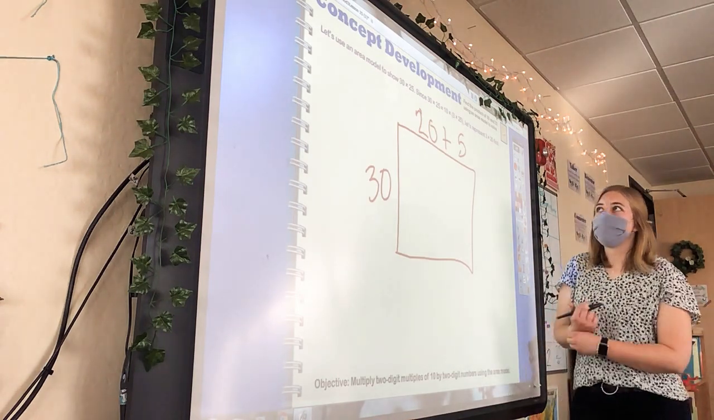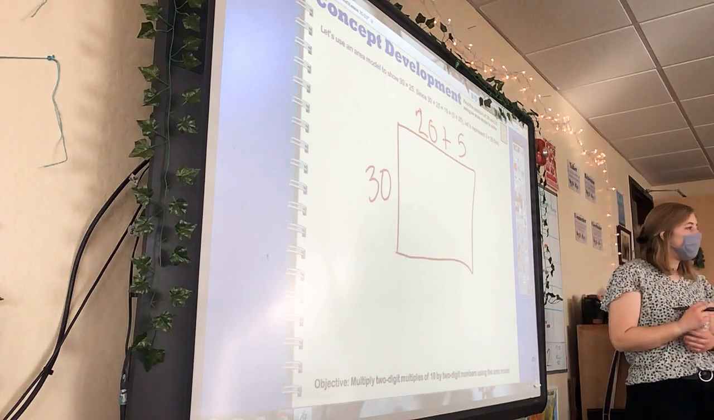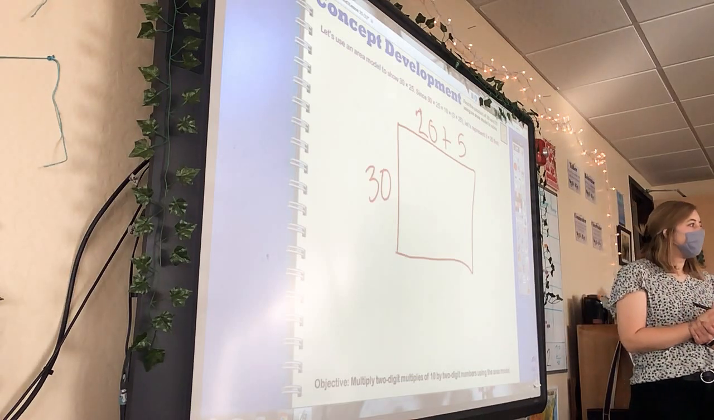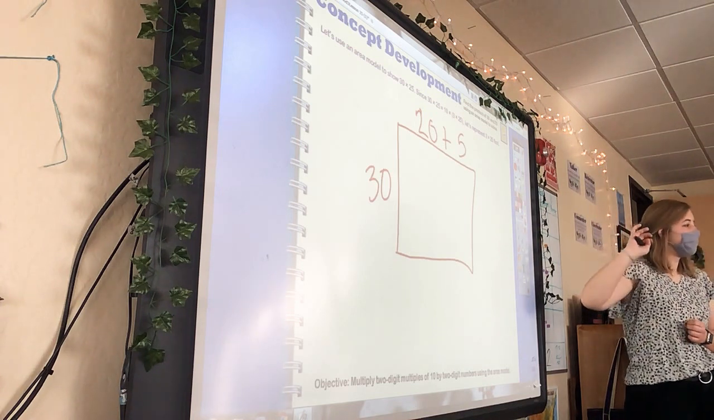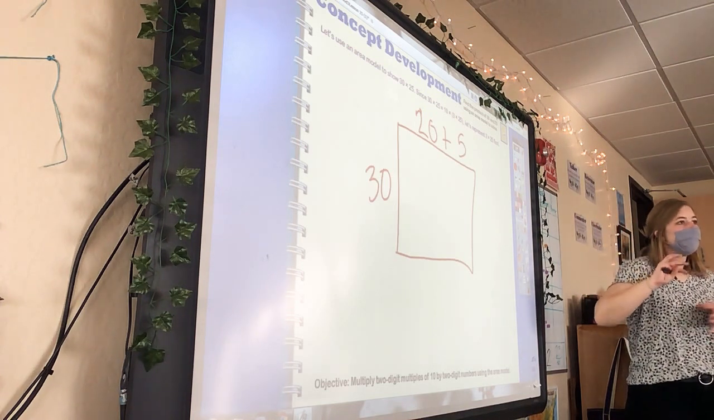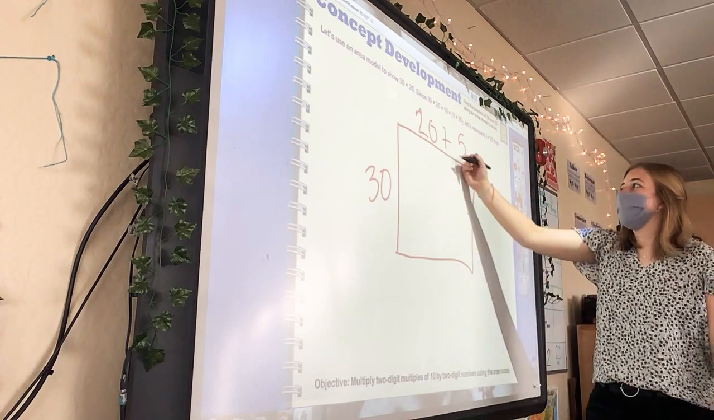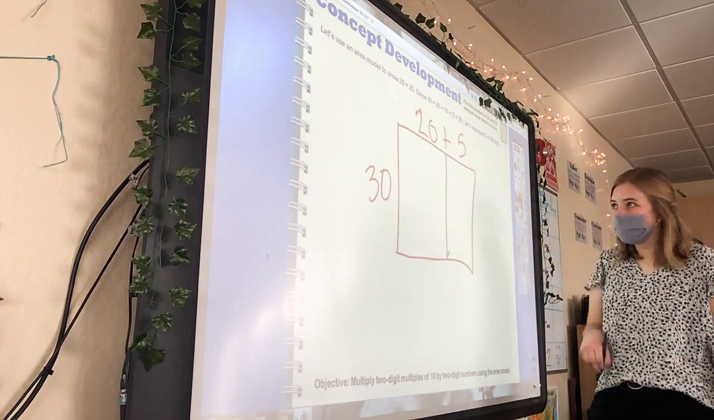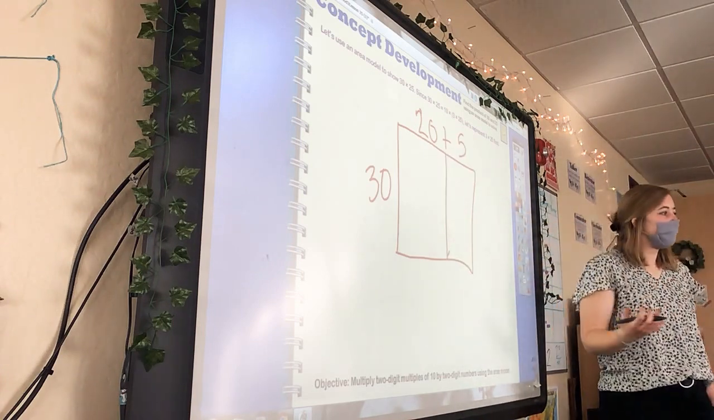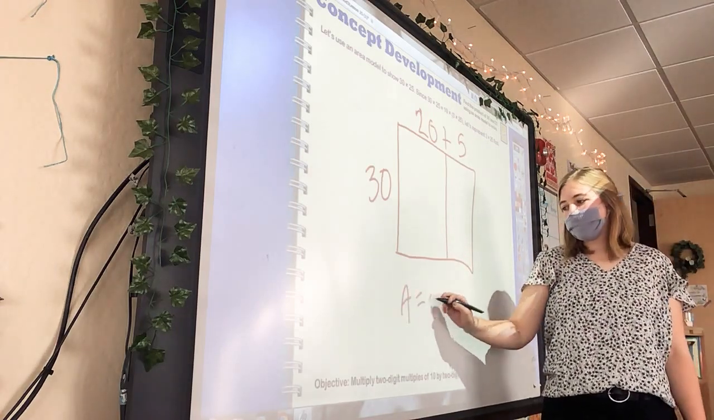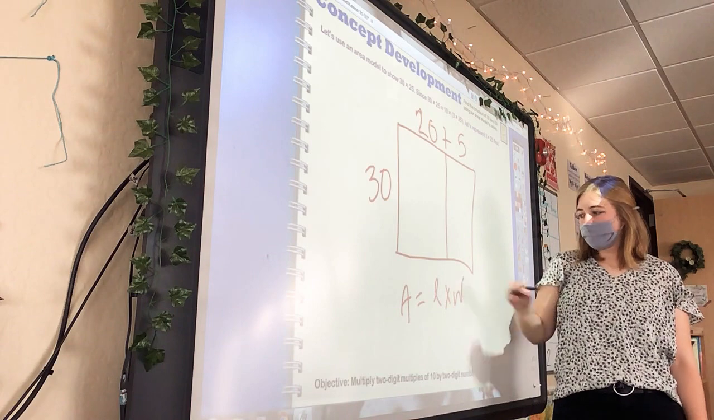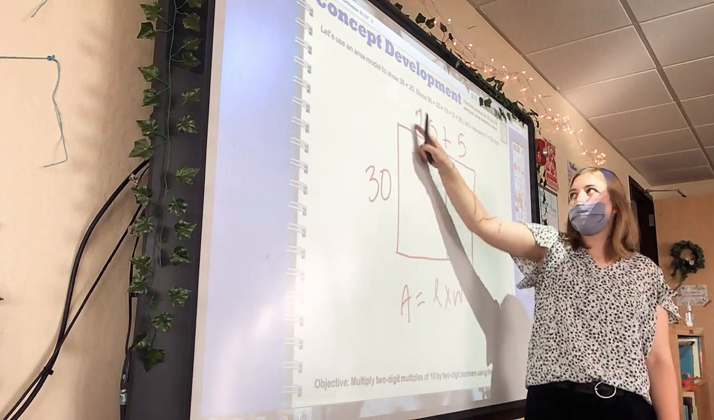All right. So anyway, 30 times 25. So to review, I had 30 on one side, and then I split 25 up into expanded form, right? So 20 plus 5, which means that I can split this right down the middle. And it makes it much easier to multiply. Remember, area is length times width. So length times width.